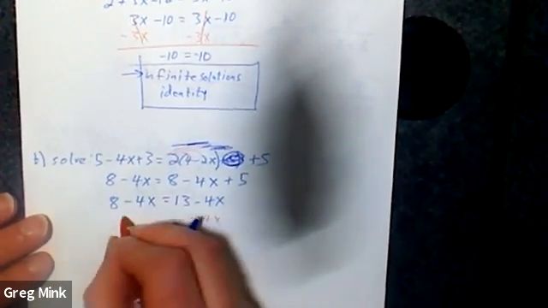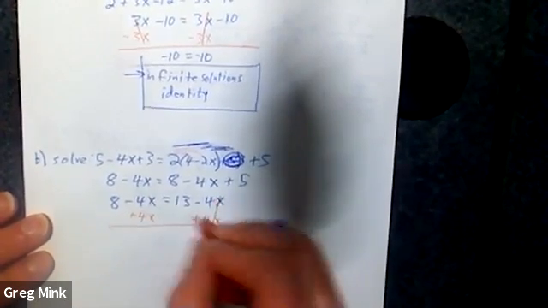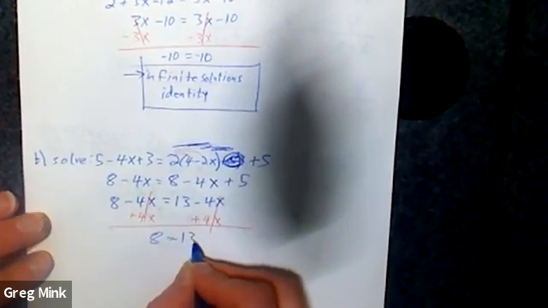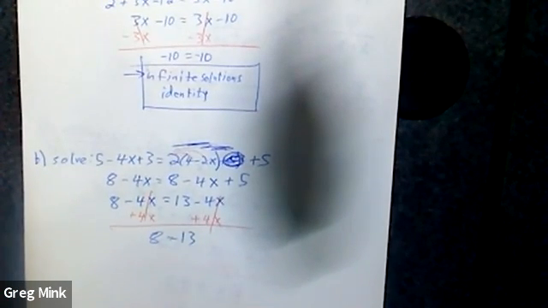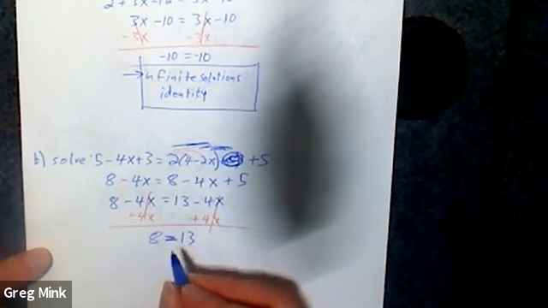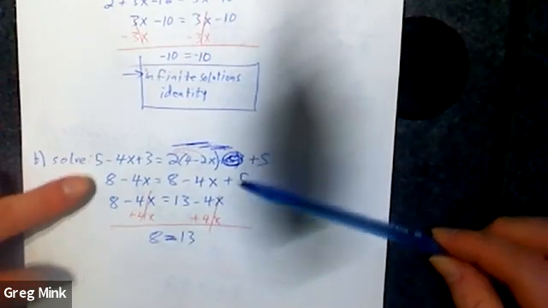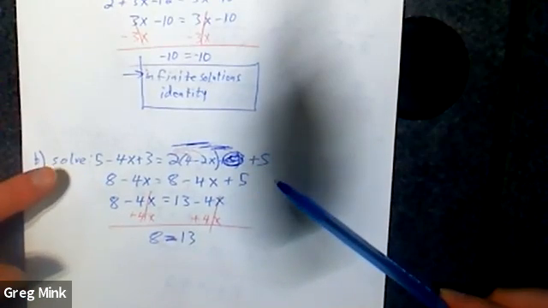I add 4x to both sides, and once again, my x's are going away. But it's kind of a really weird situation because I'm ending up here now. And 8 is not equal to 13. So what the heck happened? Did math fail us? What's going on? Well, it turns out that this doesn't have a solution. It has the same amount of x's, but different constants on each side.